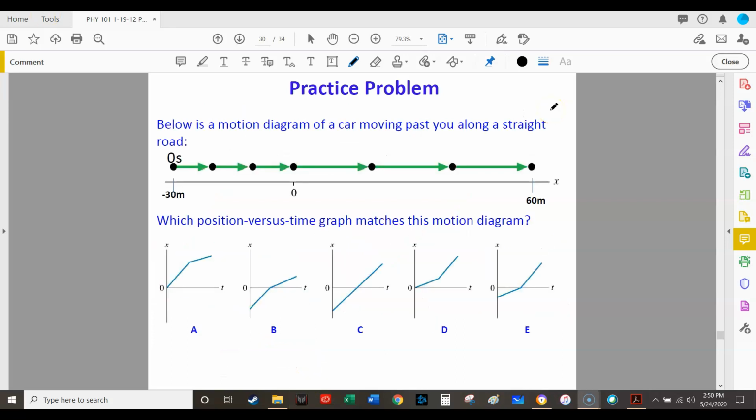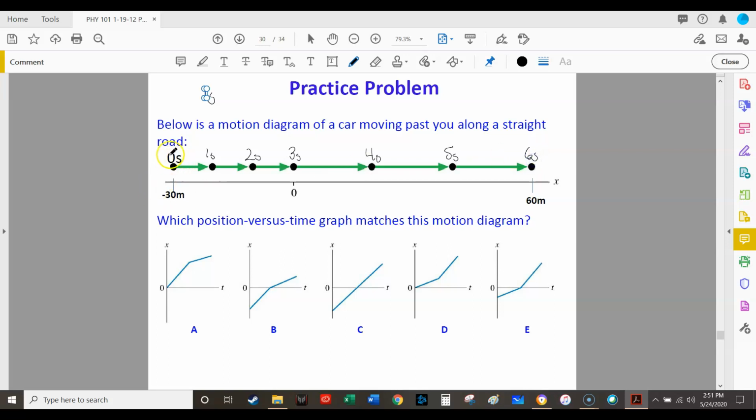Here you have another problem where you have an object starting out here at the 0 seconds mark at -30 meters, and it's going to be moving to the right. And I'm assuming traditionally these dots are spaced out at 1 second every second. So I'm just going to mark this up.